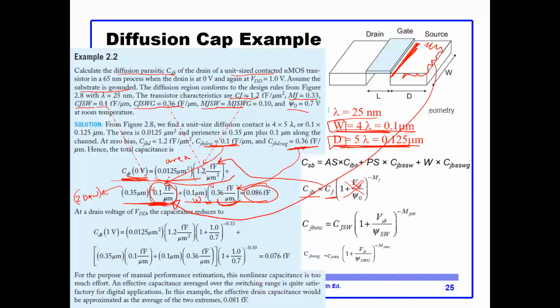So he wants us to do this computation for two cases: the first case where VDD equals 0 at the drain, and the second case when VDD equals 1. This is the computation for VDD equals 1 volt, and I'll leave it to you to follow with the computation, which is similar to what I have explained. With that we conclude the discussion of capacitances for the CMOS device, and thank you very much.